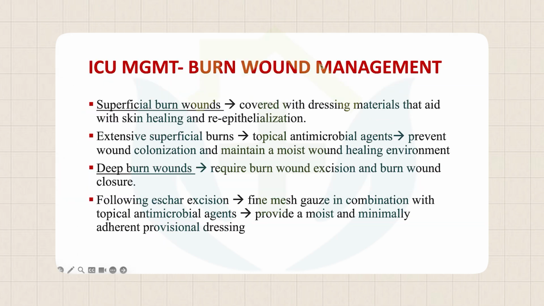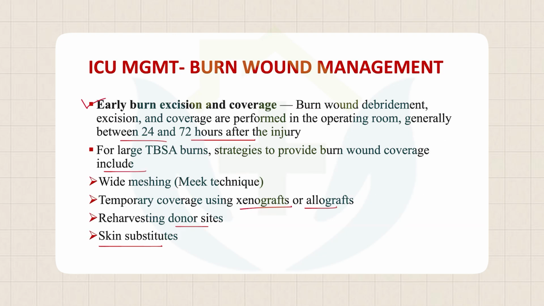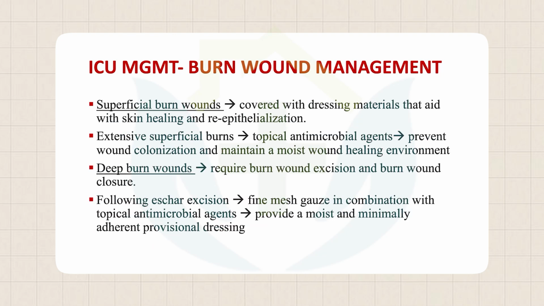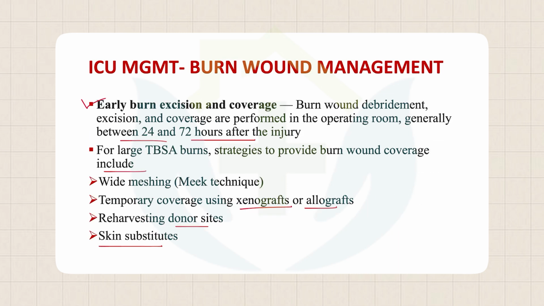Now burn wound management in phase 3. So there are various kinds of dressing. This is mostly important for the surgical counterparts, not for us. Just to name a few, superficial wounds are generally covered by dressing materials. Extensive superficial wounds they require topical antimicrobials, and deep wounds they require excision and drainage, as required excision and then replacement. That could be a allograft, or could be a xenograft, or could be a skin graft. Various ways that you can cover the burn area.